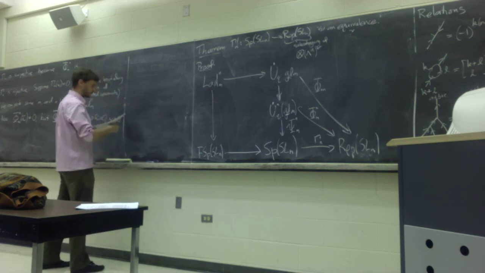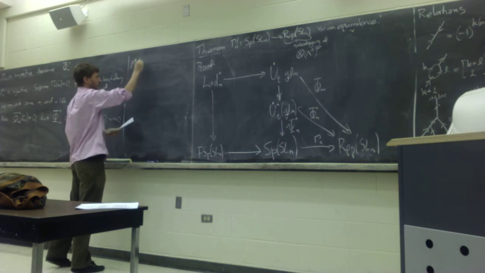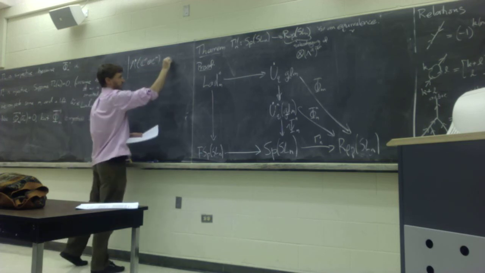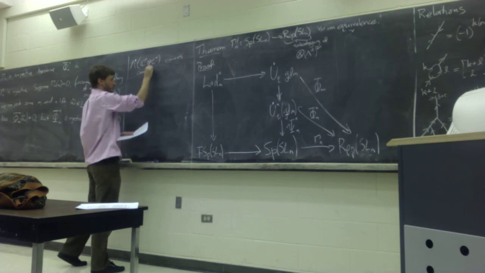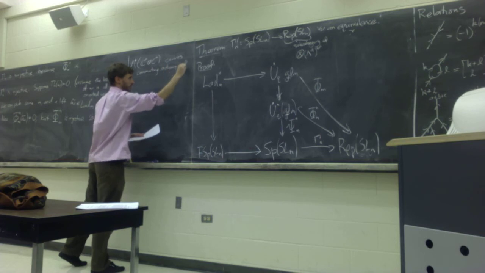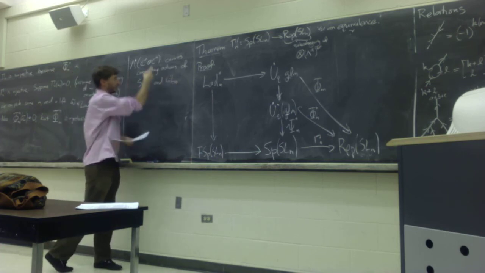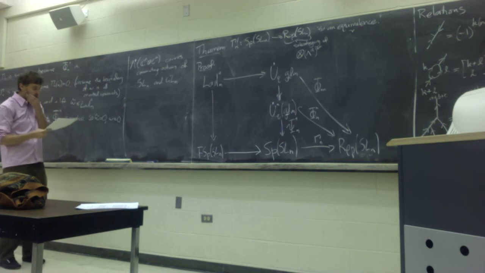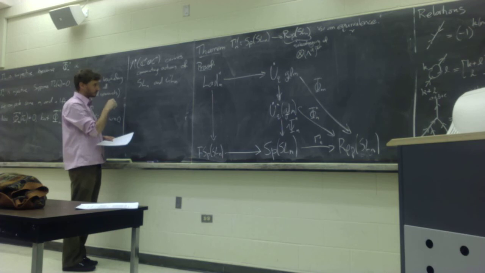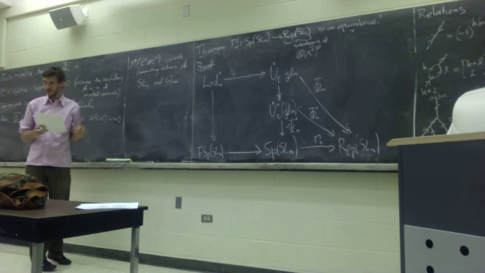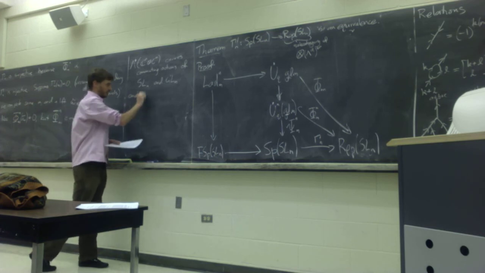What that says is that the exterior algebra of C^n tensor C^m carries commuting actions, with GL_n acting on this factor and GL_m acting on that factor. Now, not only do they commute, there's a bit more that I can say about the GL_m action.